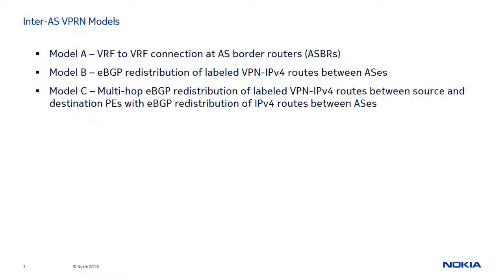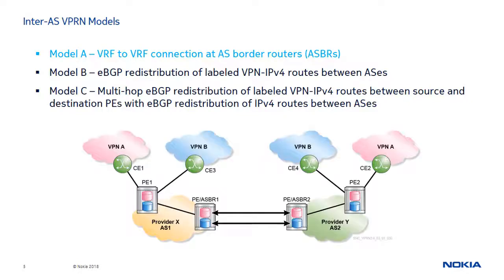There are three models that can be used to interconnect a VPRN managed by different ASs: Model A, Model B, and Model C. Model A, which is also known as the VRF to VRF approach, is simple and easy to provision, but has limited scalability because it requires configuration per VPRN on the Autonomous System Border Router or ASBR.